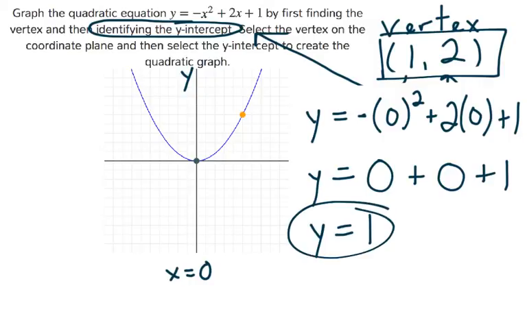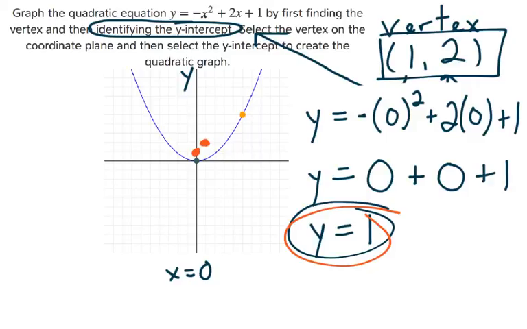Okay, so my y-intercept is 1, so one of the points on the graph would be right here. I'm going to say y equals 1 is the y-intercept, so right here in red. And then the vertex is 1, comma 2. It's going over to the right one and up 2. So that could be the other point.